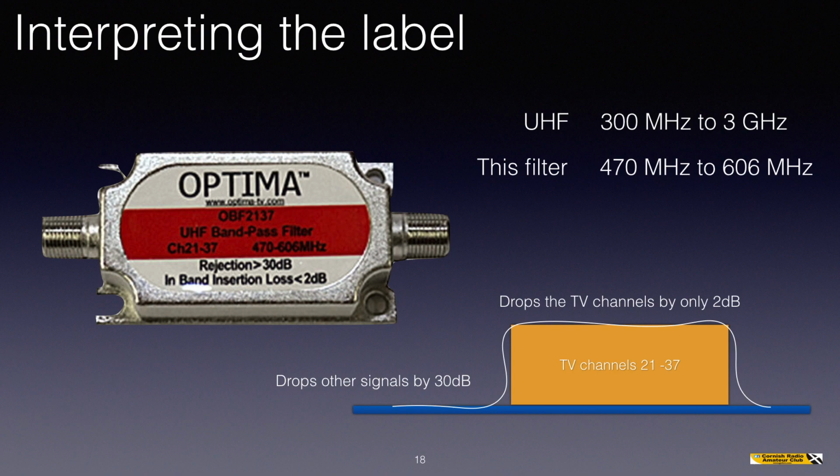Now I mentioned a masthead amplifier. That also can be the cause of a lot of problems, because a masthead amplifier, many of them are of poor quality and will amplify signals, including the amateur radio signals, and cause problems.